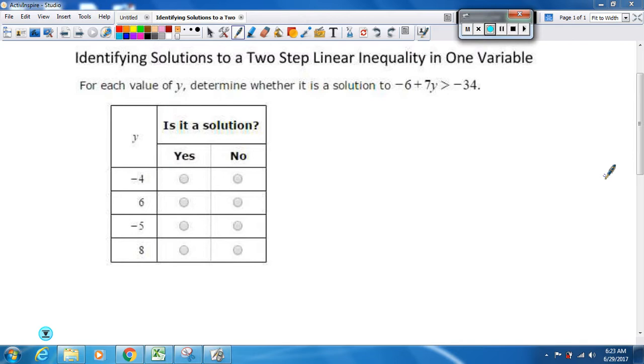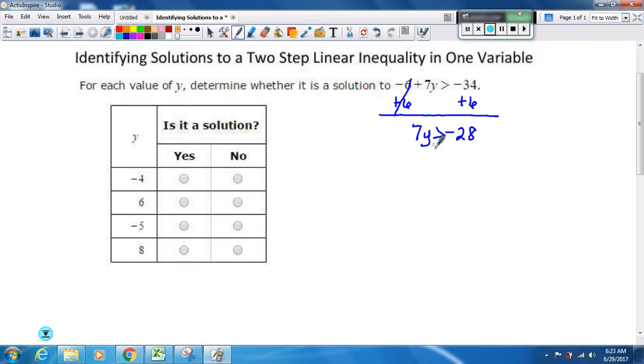they're asking you. So what I'm going to do is add 6, because if you take your variable and cover it up, it tells you what you need to deal with first. So I need to get rid of a negative 6. The opposite of negative 6 is positive 6. So I'm going to start by adding 6 to both sides, like this. So those cancel, and I get 7y is greater than negative 34 plus 6, which is negative 28.